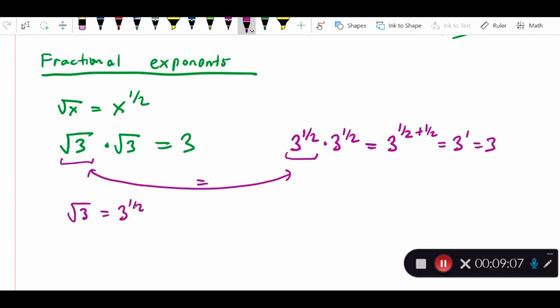You can try this yourself. For example, you might consider trying the same exercise where you use the law of exponents to verify that 5 to the 1/3 is actually equal to the cube root of 5.